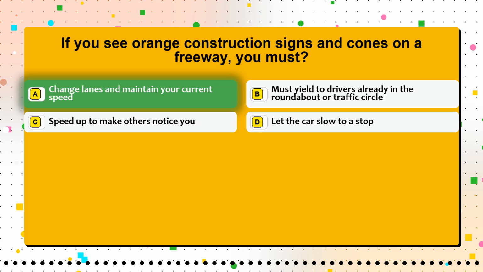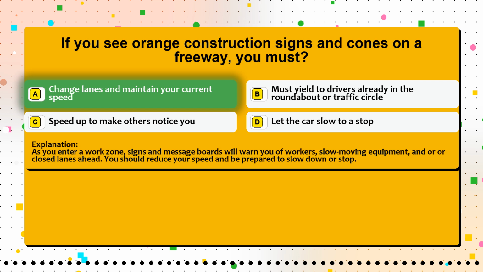The correct answer is option A. Change lanes and maintain your current speed. As you enter a work zone, signs and message boards will warn you of workers, slow-moving equipment, and/or closed lanes ahead. You should reduce your speed and be prepared to slow down or stop.